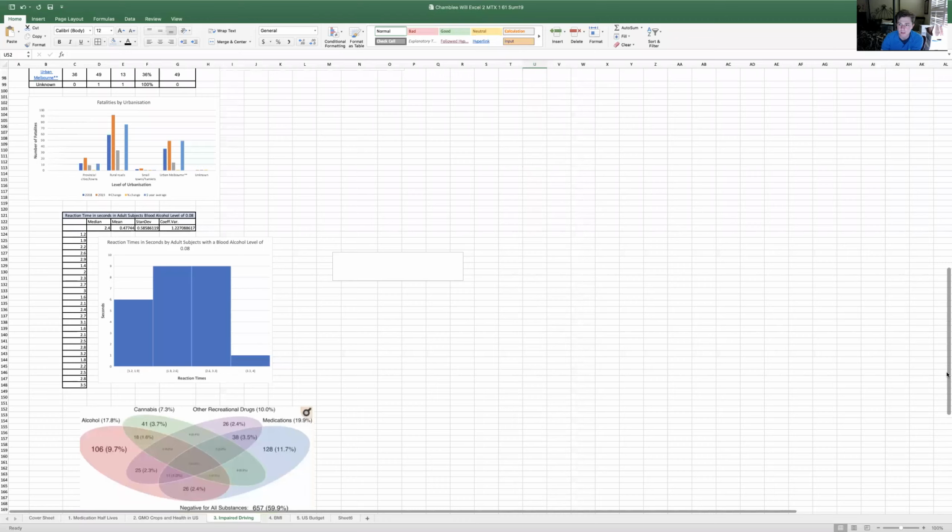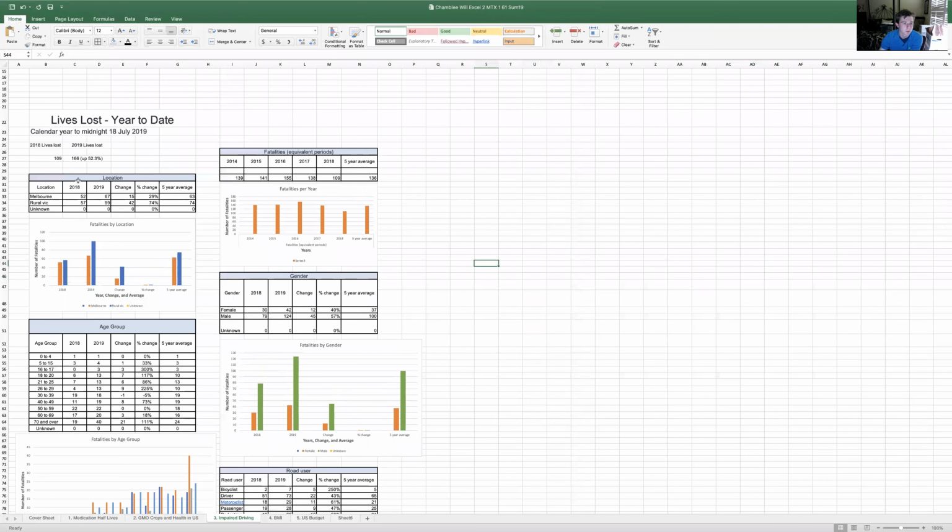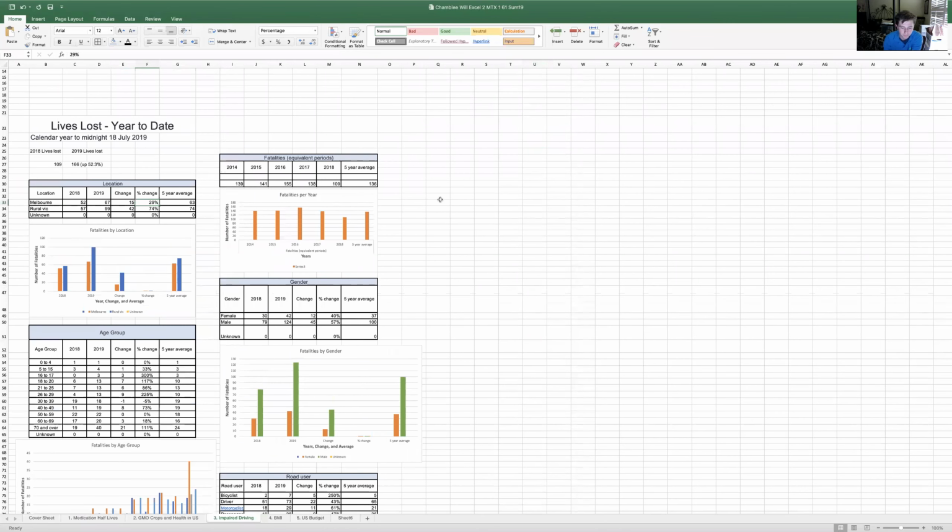All right, let's go on to impaired driving. Another important number. We took the stats here, we put them in, and you see we made graphs for each one, fatalities per year. We're going to look at the difference between 2018 and 2019. It's not on this graph, but you see the fatalities per year pretty much staying the same. 2018 has a little bit of a drop. Here by location, this is by year. You see 2018, 2019, it goes up, goes up, goes up.